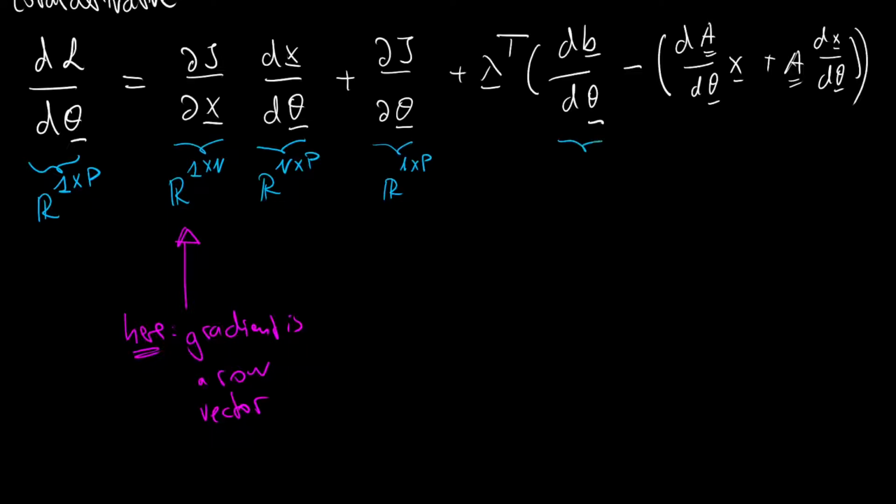Then dB by d theta will of course be n by p-dimensional. Here we have dA by d theta, which will be n by p. And then here we have an n-dimensional quantity, our x. Then we have here our A, which is an n by n-dimensional quantity. And here we have our n by p dimension. And you here see that dimensionalities do not match in a matrix multiplication. We can't multiply this tensor with a column vector.